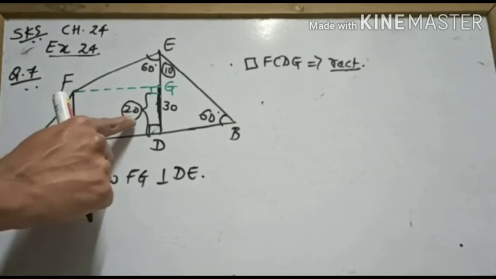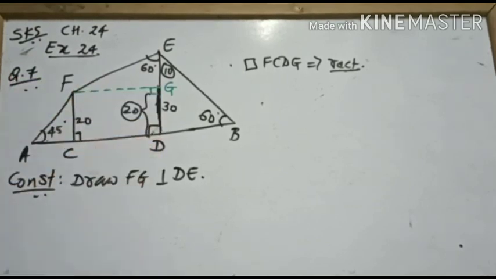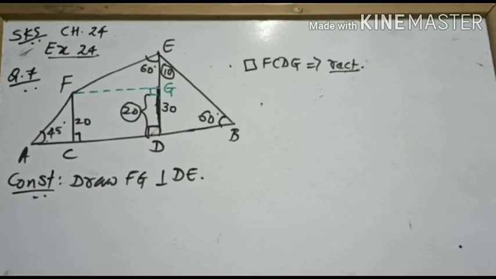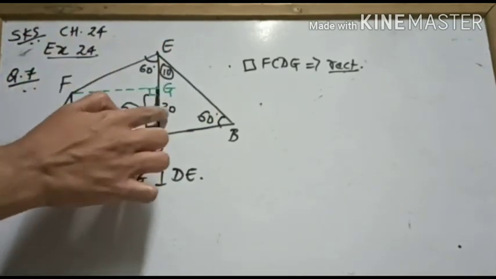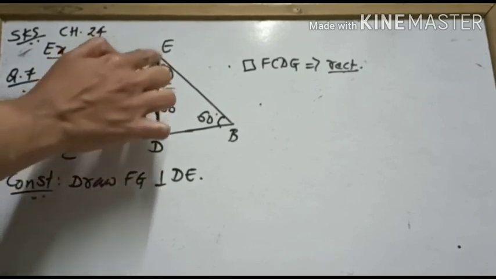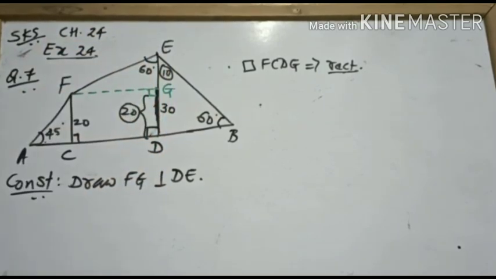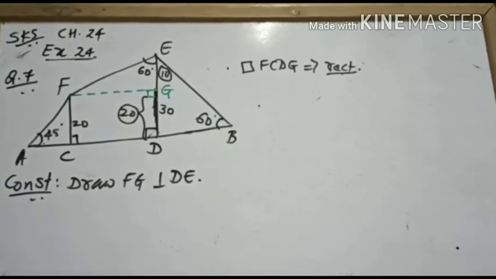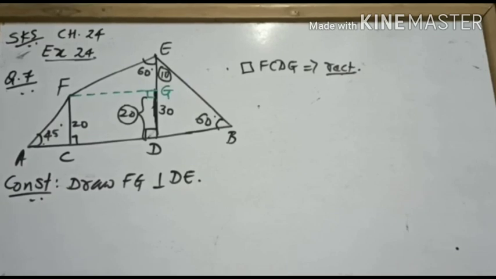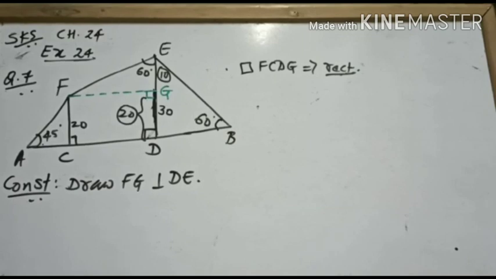Why is this 20? FC and GD are equal because they are opposite sides of a rectangle. Out of the entire 30, 20 has gone, so here it is 10. Now the question arises, sir, you are doing so many things, but we are supposed to find AB. My dear friends, it is not so difficult a question once you do the construction part. It's not difficult at all.